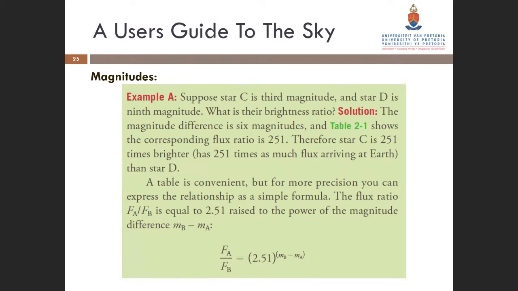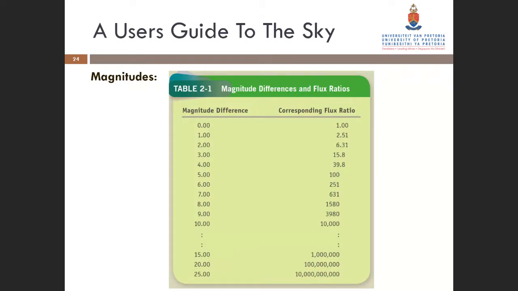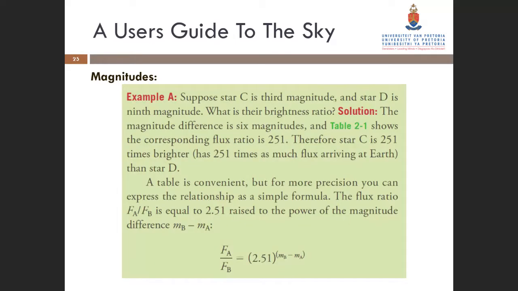So the solution: the magnitude difference is 6 magnitudes, because we can see the one is third magnitude, the other one is ninth magnitude, so the difference between them is 6 magnitudes. And if we go to the previous table, we can see 6 magnitudes corresponds to a flux ratio of 251. So therefore star C is 251 times brighter. That means it has 251 times as much flux arriving at Earth as star D.